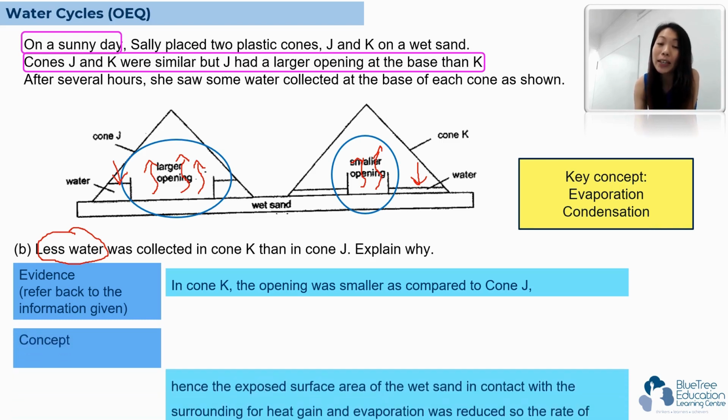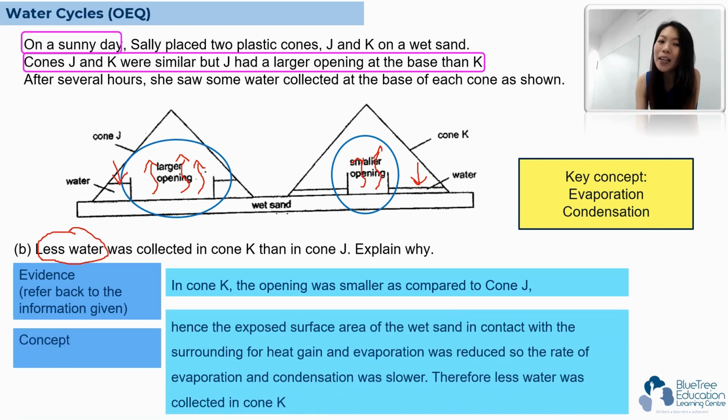Because of that, then we can add on the concept. And because in cone K the opening was smaller, that means the exposed surface area of the wet sand in contact with the surroundings is smaller and heat gain will be much slower. That means the heat gain and the evaporation were reduced. So if the heat gain and evaporation are reduced, that means we'll have less water vapor, because less water vapor will condense onto the cooler surface area to form less water droplets. As such, the rate of evaporation and the rate of condensation also become slower.